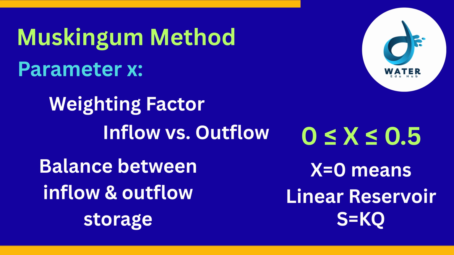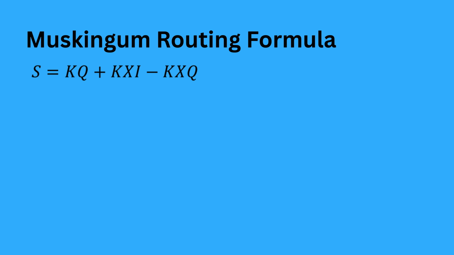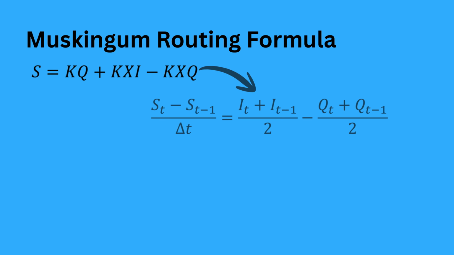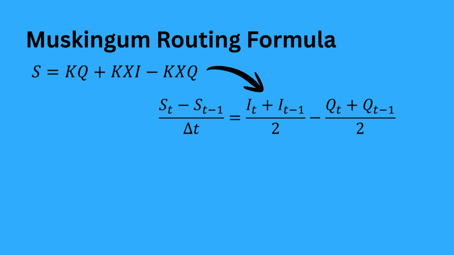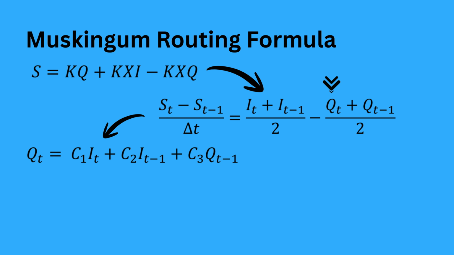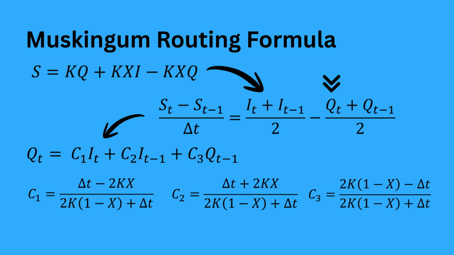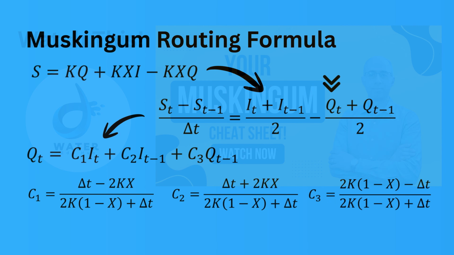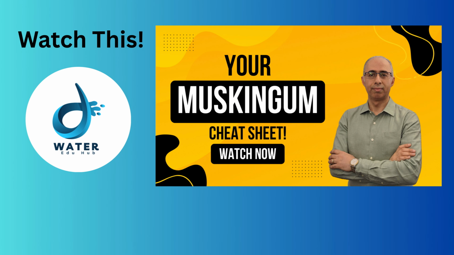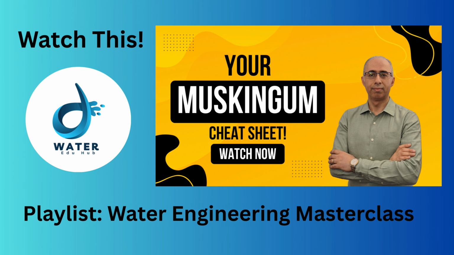X generally varies between 0 and 0.5, where X equal to 0 represents a linear reservoir, where storage is a linear function of Q. By incorporating Muskingum storage into the discrete form of the continuity equation and organizing it to find the downstream routed flow Qt, we get the Muskingum formula like this, where coefficients C1, C2, and C3 can be calculated using the equations below. For more information on the derivation of these formulas and the step-by-step calculation in the Muskingum method, please watch our tutorial video on this method.